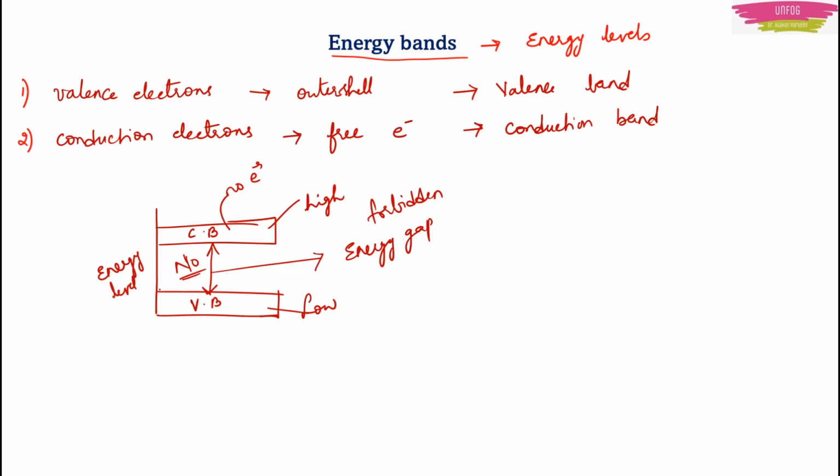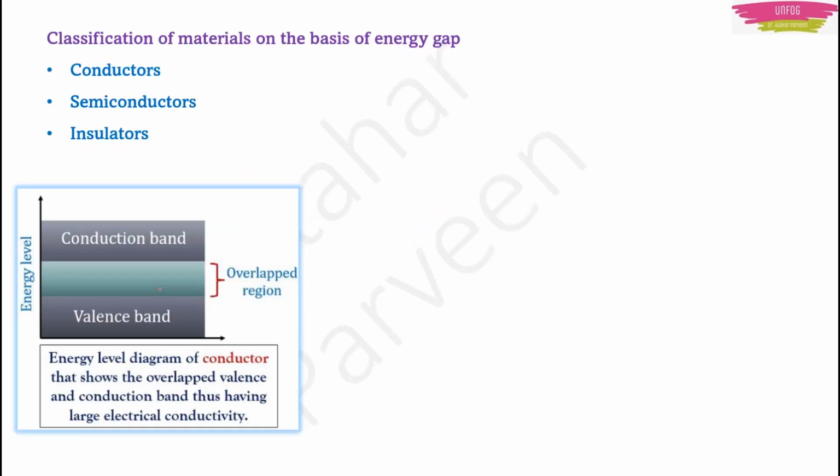Now depending on this, we describe conductors, insulators and semiconductors. In conductors, the conduction band and valence band are overlapped. So electrons in the valence band can move freely to the conduction band.